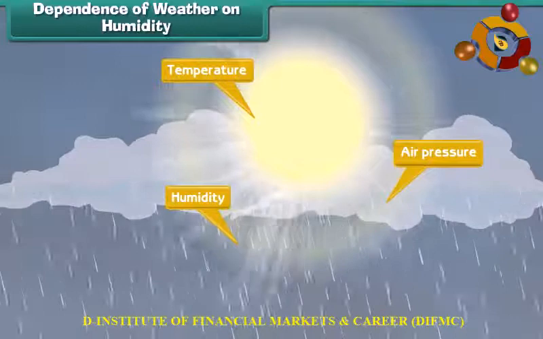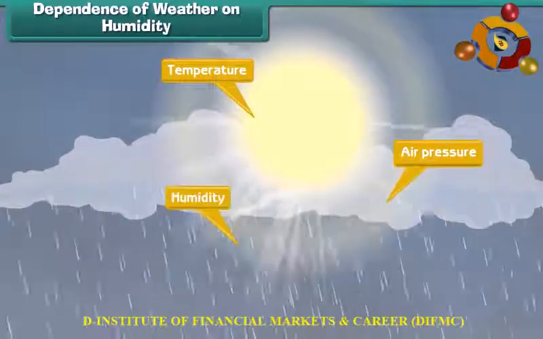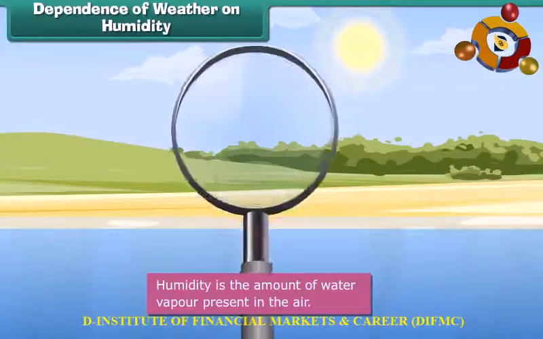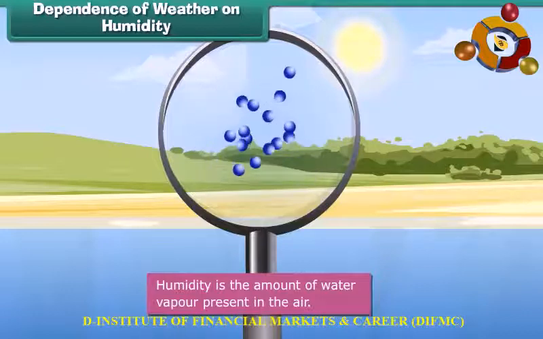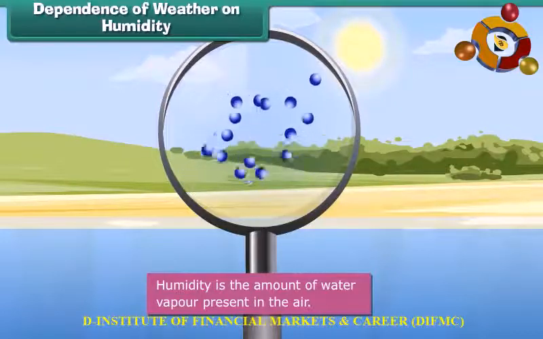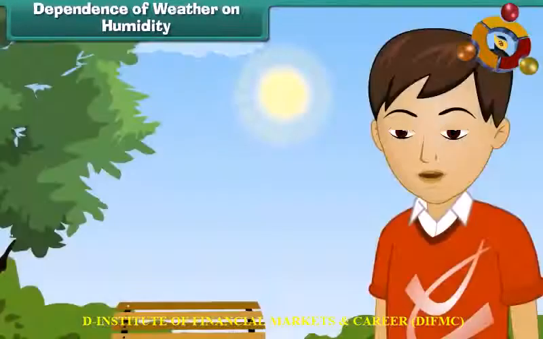Another important factor influencing weather is humidity. Humidity is the amount of water vapor present in the air. Yes, the air around us is full of water. You can usually see the water evaporates from lakes, oceans, rivers, and even from the trees. When the humidity increases, we sweat a lot and feel sticky and uncomfortable.